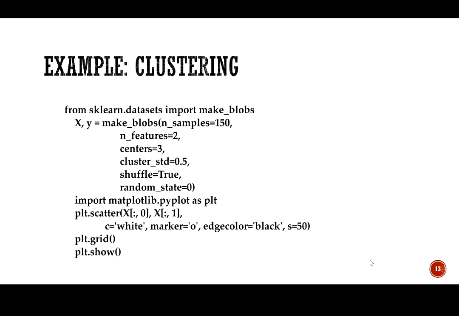Centers equal to 3. Shuffle equal to true. So this is a new statement. Shuffle means that it reorganizes the order of the list items. So we make it true. And the random_state equal to 0.